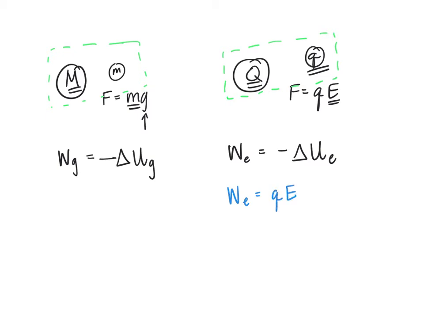So if the work done by the electric field is the force QE dotted with the displacement vector dr, we could write a small change in our energy, dUE, as being equal to the negative work done by the electric field, which would be equal to negative Q times the electric field dotted with dr.